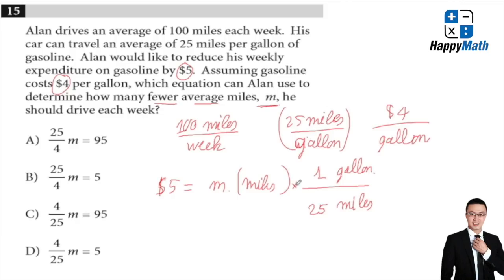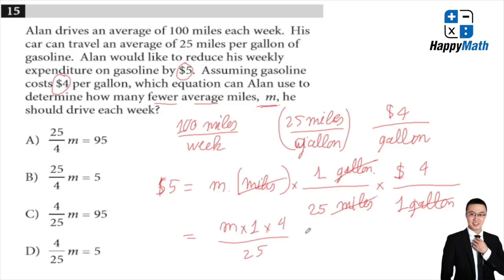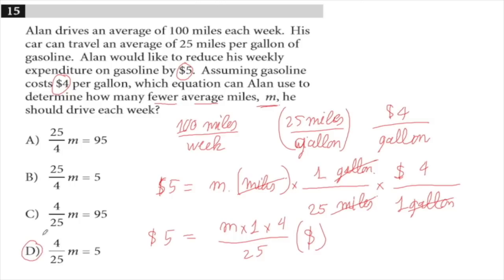After taking this product, I cancel miles here. The only unit left is gallon, so I multiply by $4 per gallon. Then I can cancel gallon here, and the final unit is dollars. The expression is M times 1 times 4 divided by 25, and the unit is dollars, the same unit as the $5 on the left-hand side. So that's why I choose D as my final answer.